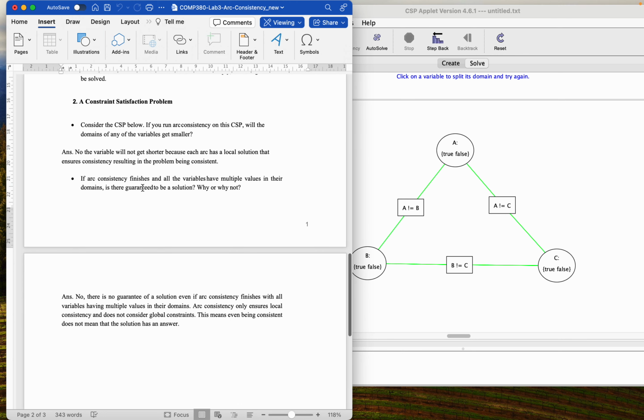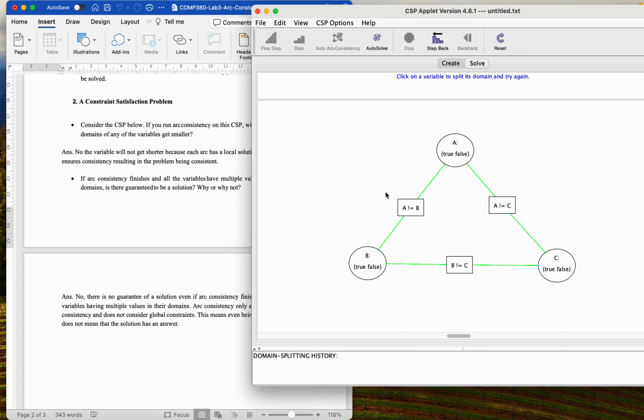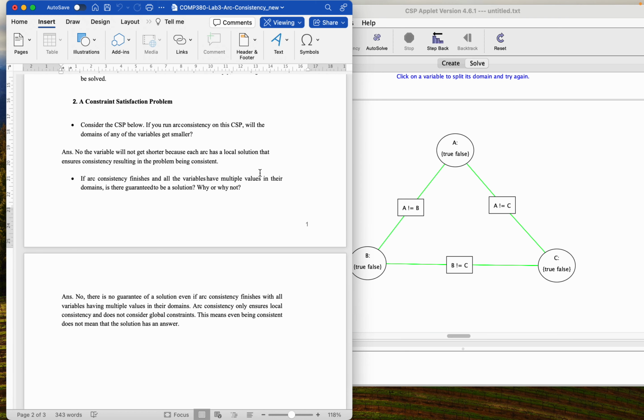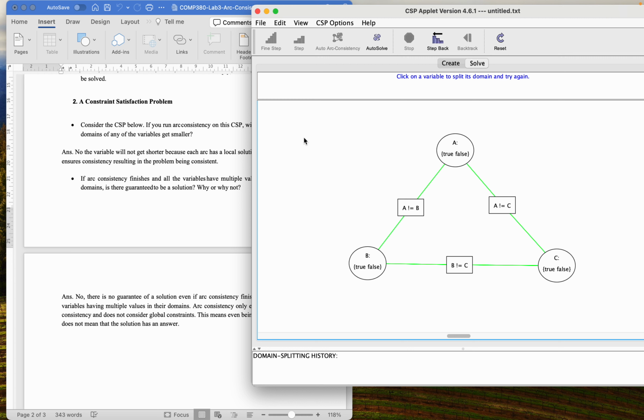And if our consistency finishes and all variables have multiple values in the domain, is it going to be a solution? No, it is not. After we run this specific test, we will see that even though it is consistent, it will not show any type of solution afterwards, because there is local consistency and global consistency. When we are checking arcs, we are only checking if the local variables are meeting the specific constraint. It does not mean that all these variables are meeting the same type of constraint, or for example a global constraint.